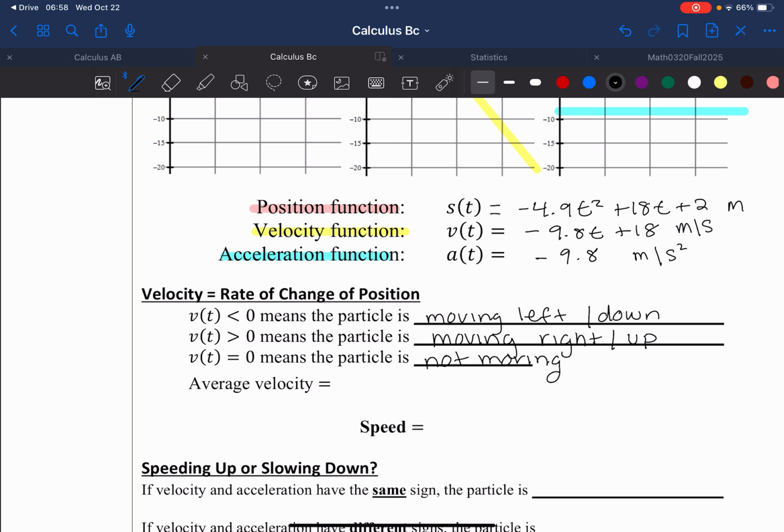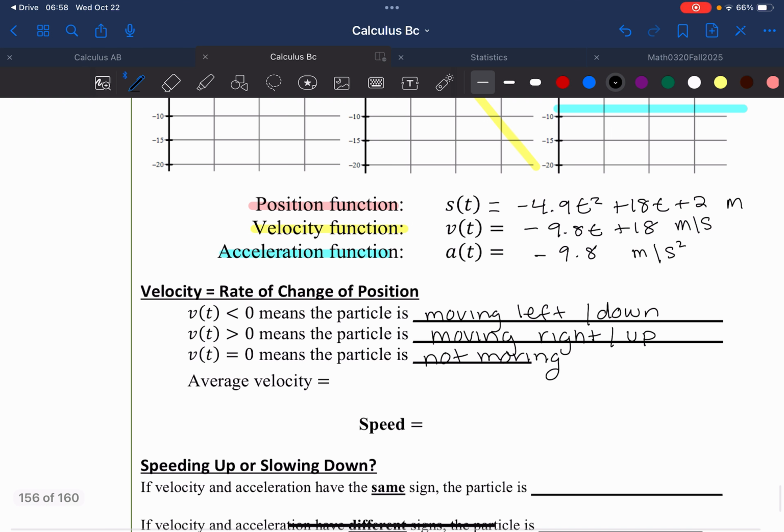Okay. Average velocity is s of b minus s of a over b minus a. Okay, so think of that rate of change that we talked about. Velocity is the rate of change of position, so it makes sense that we're using the position function s of t and then plugging in values a and b to find the average velocity. Speed is the absolute value of velocity.